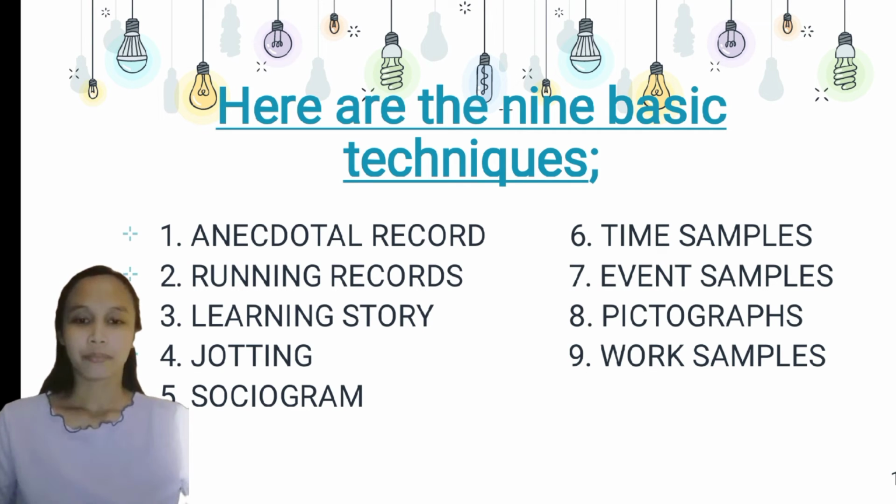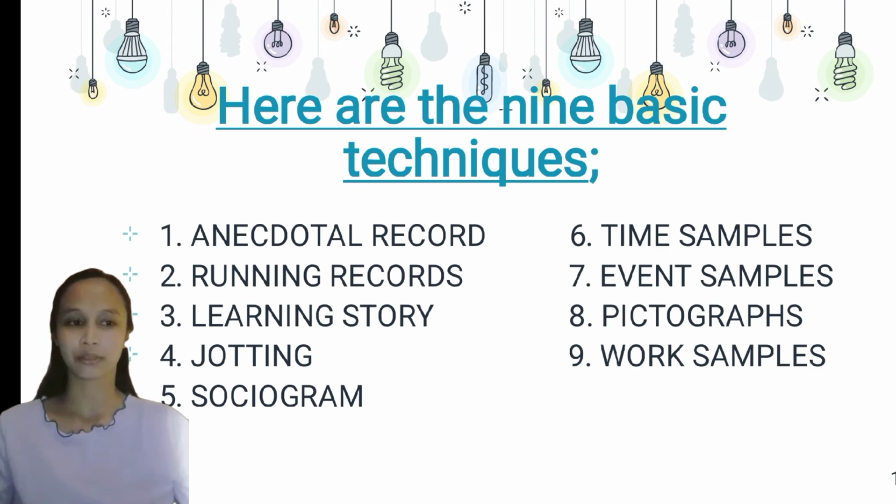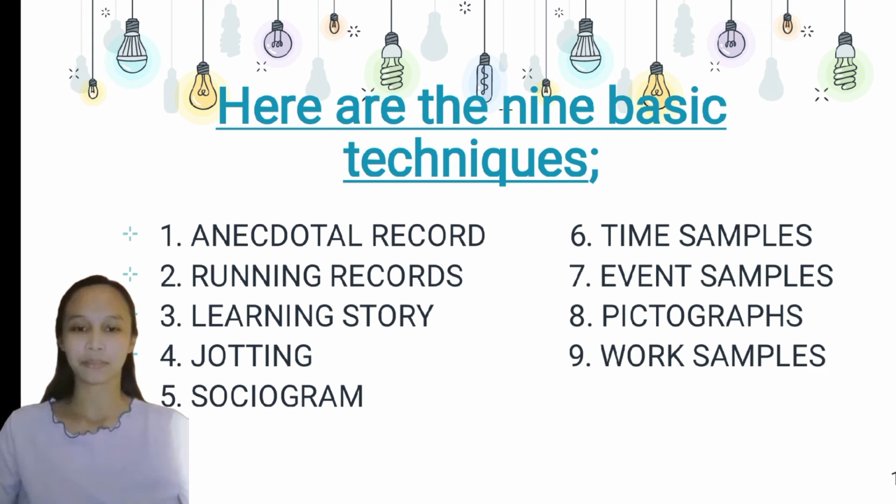Unlike anecdotal records, running records should be written in present tense. Next is learning story. So this provides an informative approach of an experience or an event that occurred. Next is jotting. So we all know this, and this refers to brief notes. Next is sociograms, which is the map or diagrams for child interactions. And also time samples is a record of occurrence of a child's behavior.